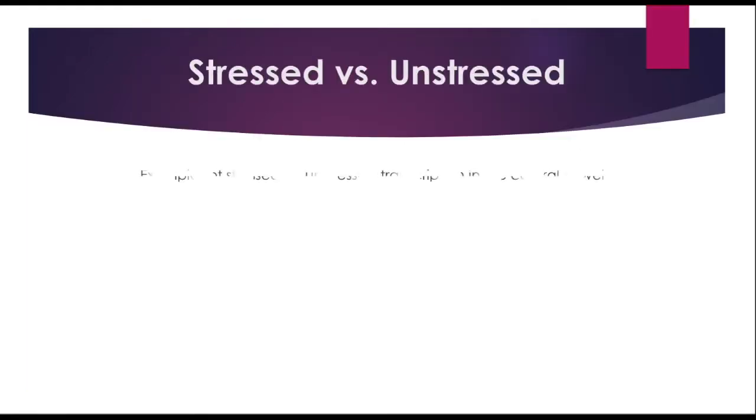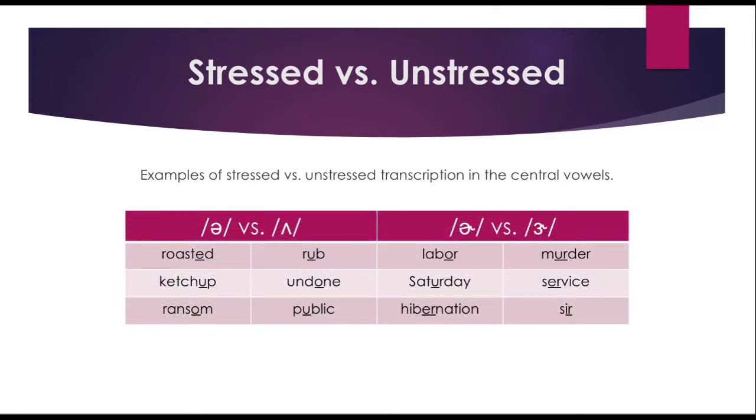So stressed versus unstressed examples are here. You can see that there's the upside down E versus the wedge, which is going to be the uh sound. So roasted, rub, ketchup, undone. And then there's the labor and murder. They make the same noise or the same sound, but they're represented differently because of stress.